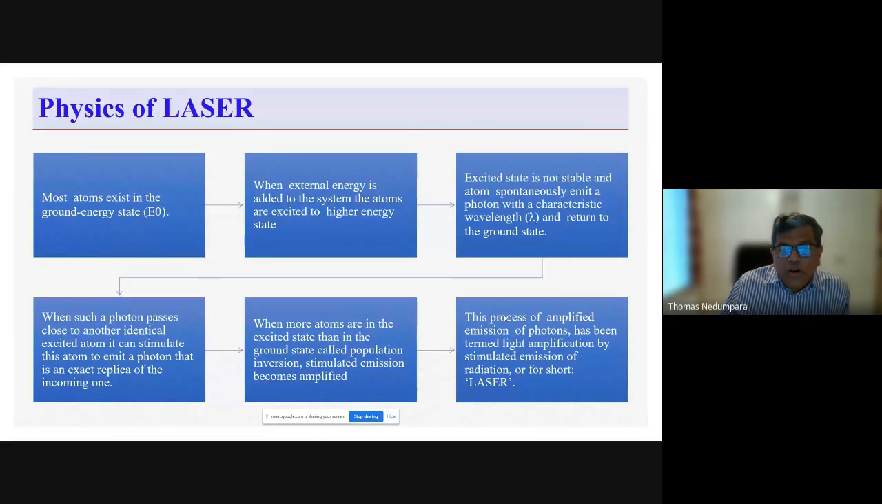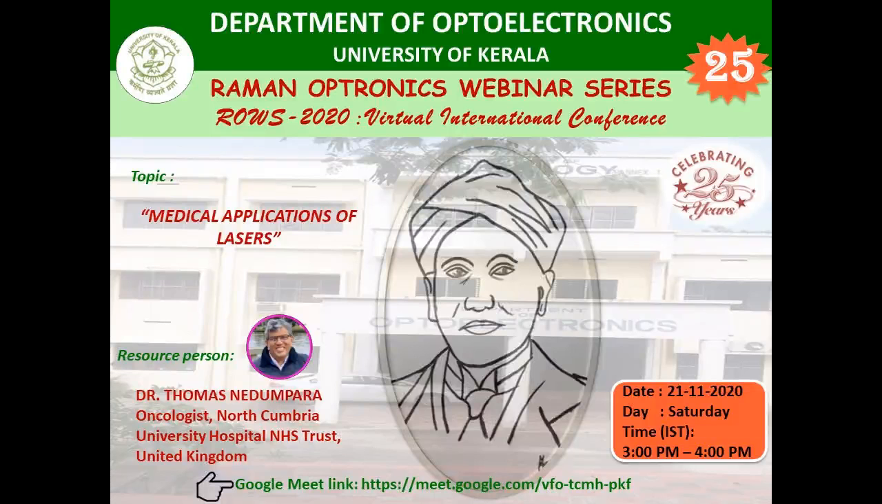When more atoms are in the excited state than in the ground state, what we call a population inversion, then more of these photons will come near excited atoms and cause stimulated emission. So this process becomes amplified. That's why you call it light amplification by stimulated emission of radiation. So what we are achieving is an amplified emission of radiation.